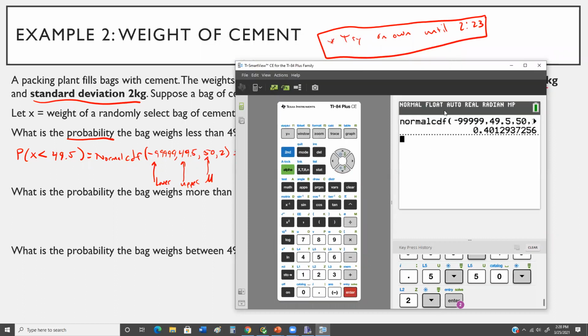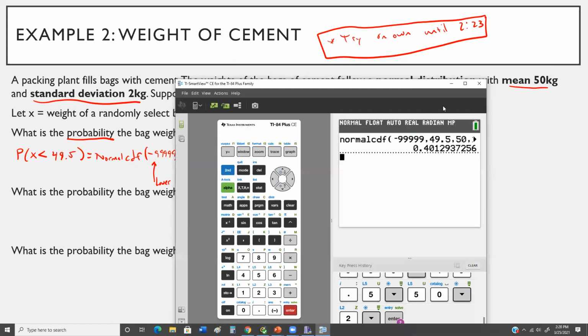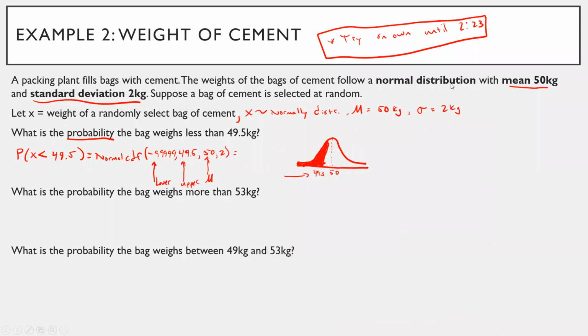And if you did this, how many people got this number right here? 0.4013 when I round it to 4 decimal places. Awesome. Good. 0.4013. Great.